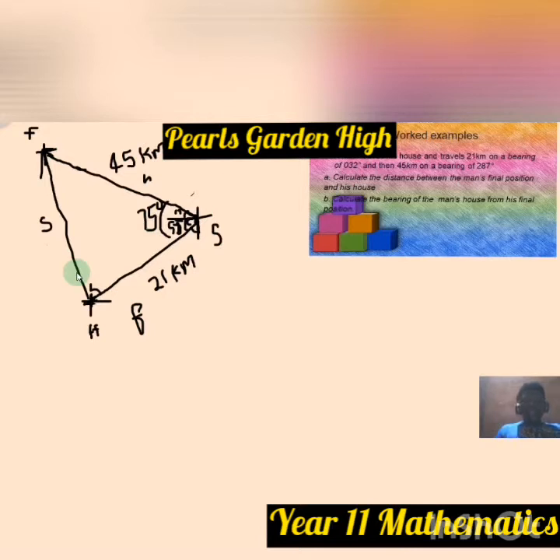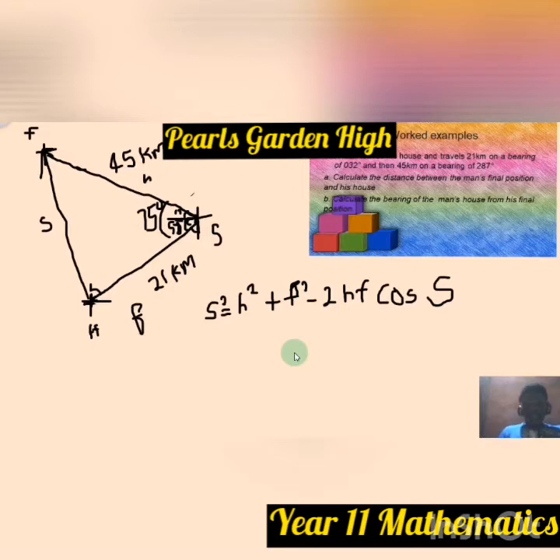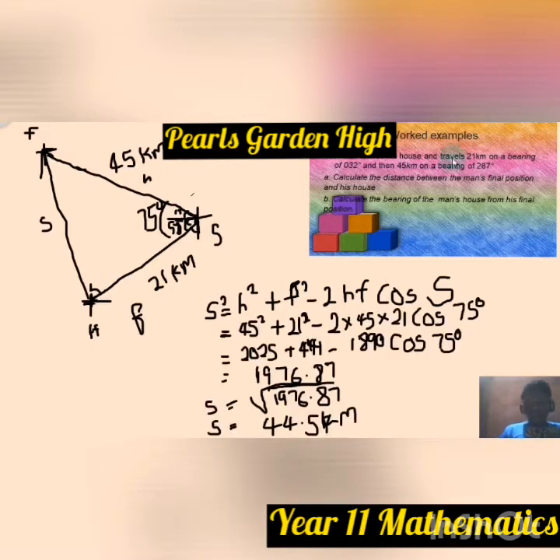So write out the cosine formula using this side quickly. This is what it's going to look like: s squared equals h squared plus f squared minus 2hf cos s. So we have to determine s. We have angle s, we have everything. So put all of this into the formula and calculate for s. Using your pen and paper quickly, you can pause the video, put that into the formula and calculate for s.